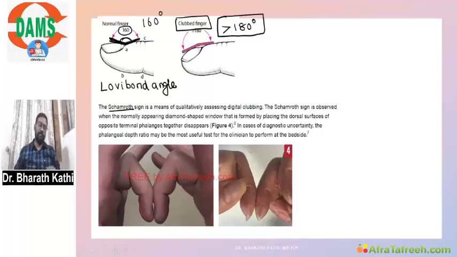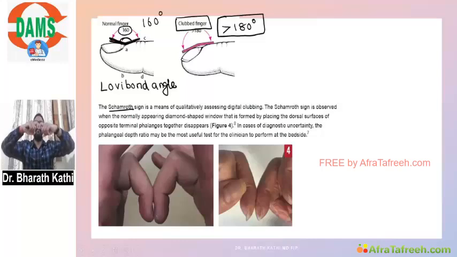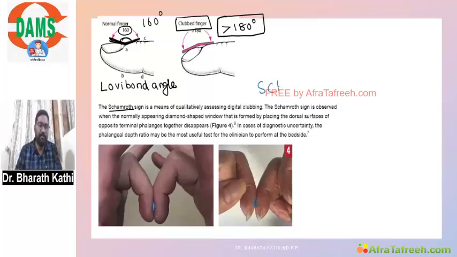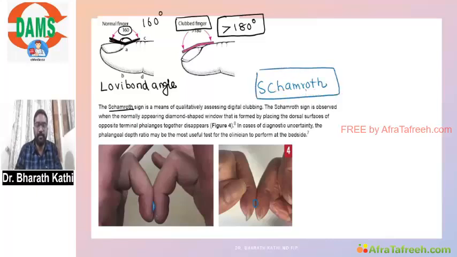Or they will ask you how to demonstrate the Shamroth sign. You should approximate both nails together. If there is no clubbing, you can see a diamond shaped structure, whereas in clubbing the diamond shaped structure is obliterated. So this is the Shamroth sign. Normally you can see a diamond shaped structure, but in clubbing it is not seen.